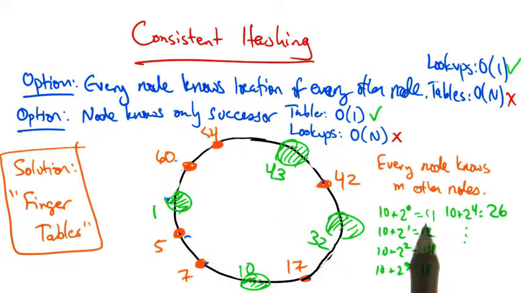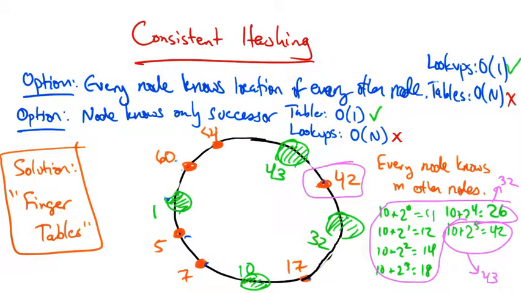So finger 0 would point to the successor of 11, which is 32. Finger 1 would also point to 32, and so forth. Finger 5 would point to 43. Now every node knows its immediate successor.